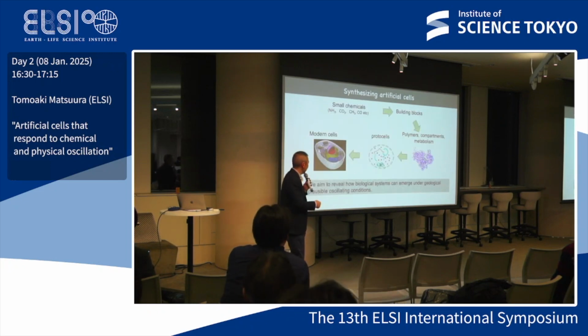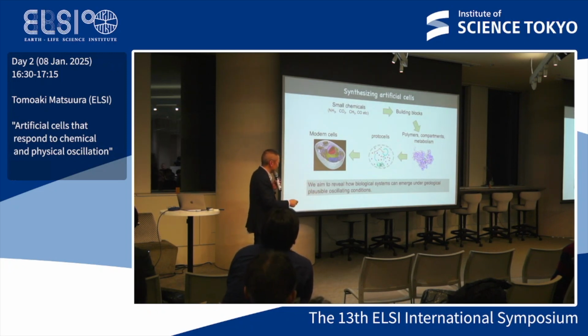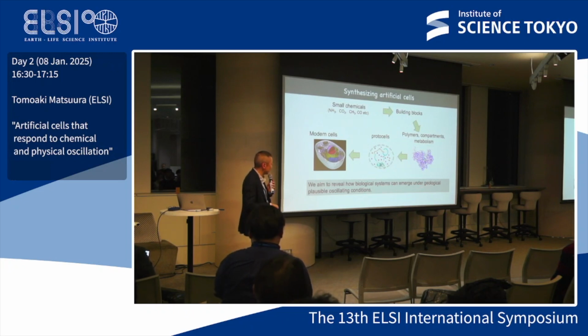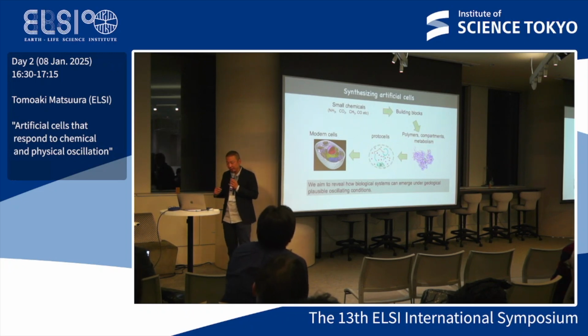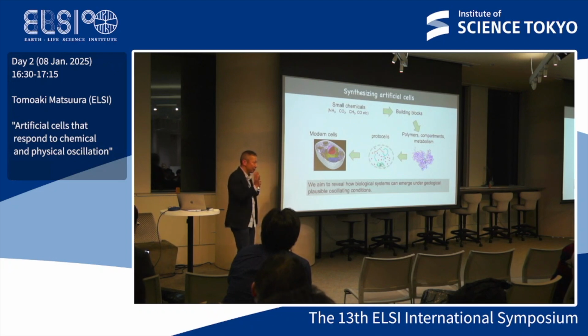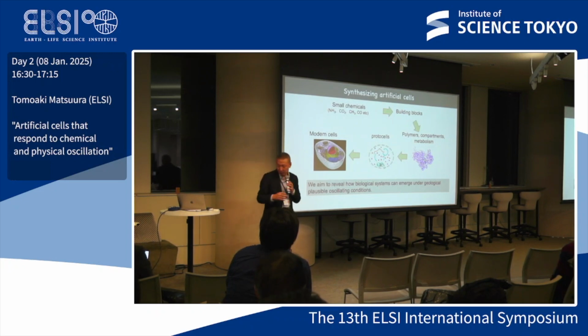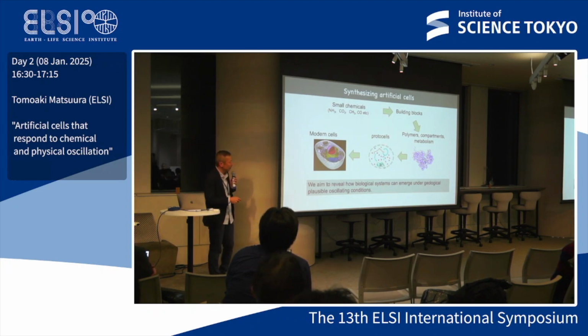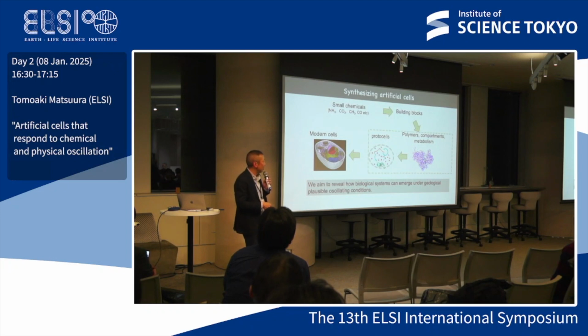As I have been showing many times, the cell must have started from simple to complex, but we aim to reveal how a biological system can emerge under more geologically plausible oscillation conditions. And of course, in the previous slide, I used lots of things like a plate reader, ultracentrifuge, blah, blah, blah. These high-tech machines are used. But of course, during the course of evolution, there's no ultracentrifuge or anything like that. So whether some kind of geologically plausible condition can lead to the creation of a synthetic cell or artificial cell is a challenge we wanted to take on.